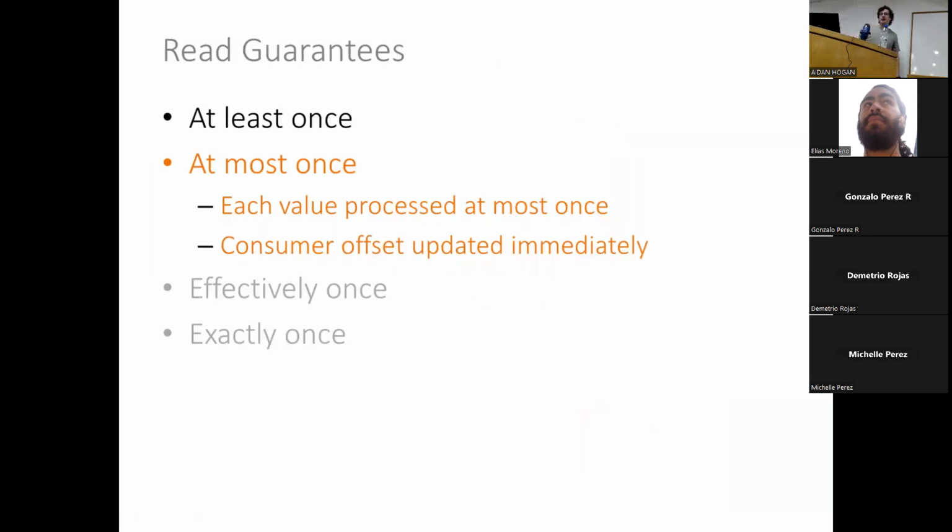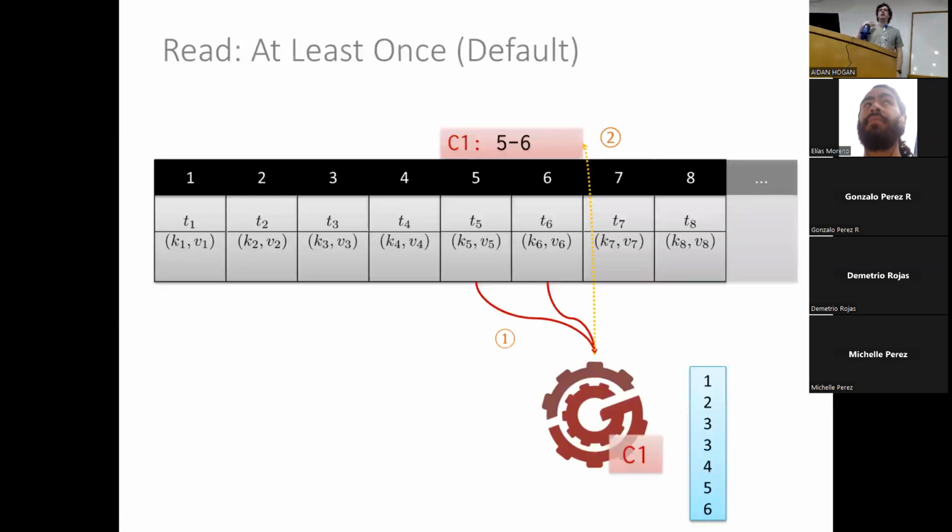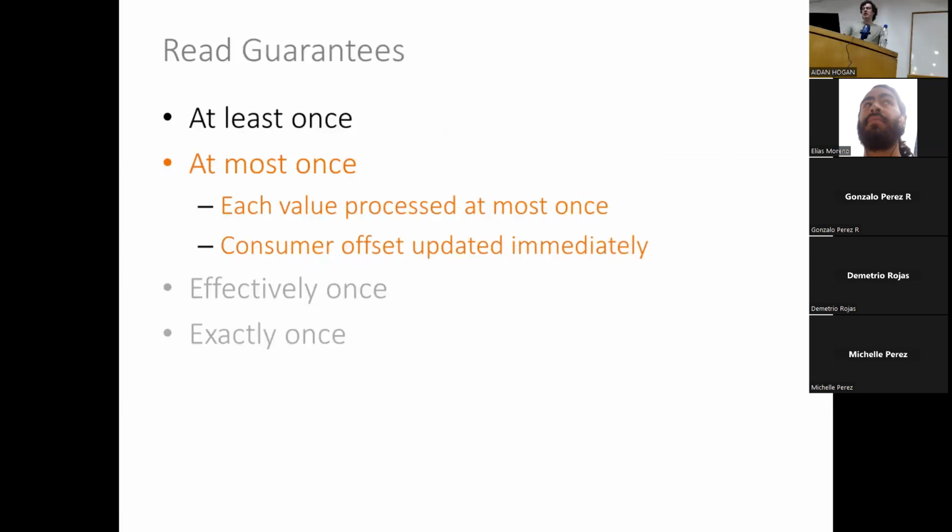Another type of read guarantee is the at most once guarantee. At least once would be good, for example, for an emergency hotline where you wanted to be sure that you didn't miss any call. It's not so terrible if you process the same call twice, but you want to be sure that you definitely process each call at least once. So we have a different read guarantee, which is at most once, where each value is processed at most once, and the consumer offset is updated immediately.